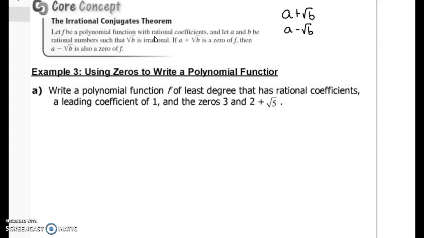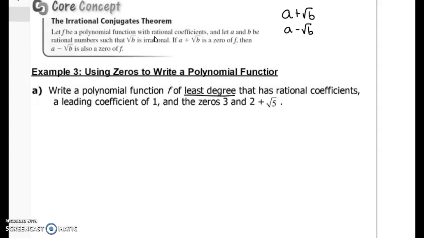So example 3 gives us the zeros and we're writing the polynomial function. It says write a polynomial function f of least degree. What that means is the lowest degree possible, because if you had repeated zeros that have multiplicities, then you could get a very high degree. If you had a zero show up 3 or 4 times, that was the same zero. So that's what they mean by least degree: no multiplicities or repeated zeros.